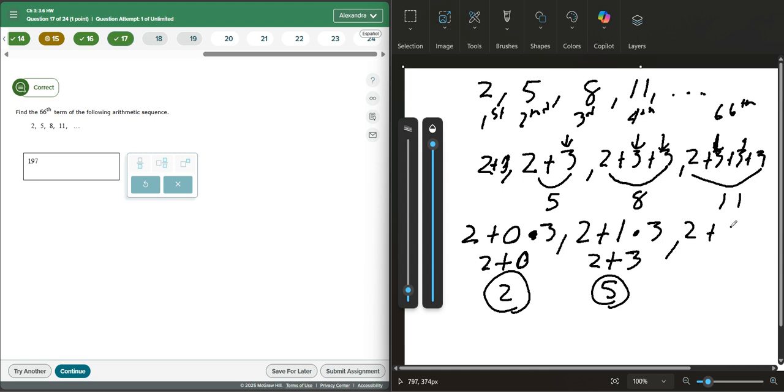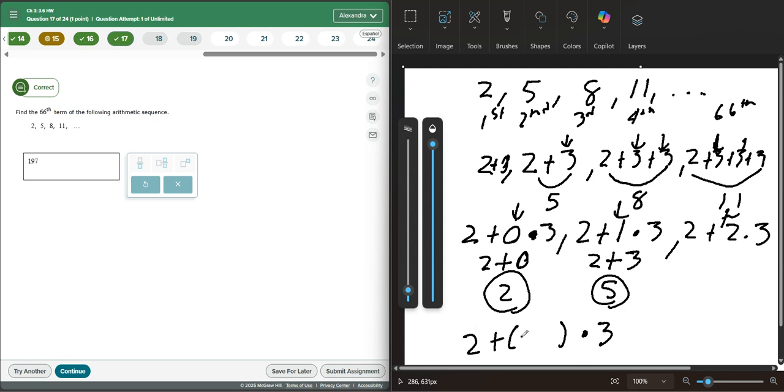So 2 plus 2 times 3. So notice how now this number right here starts from a 0 to a 1 to a 2. So what we want to find out is how to change this number, because this is the only number that changes right here. The 2 and the 3 stay the same. So 2 plus something, we're going to use the parentheses right here, times 3. That's going to be your function right here.